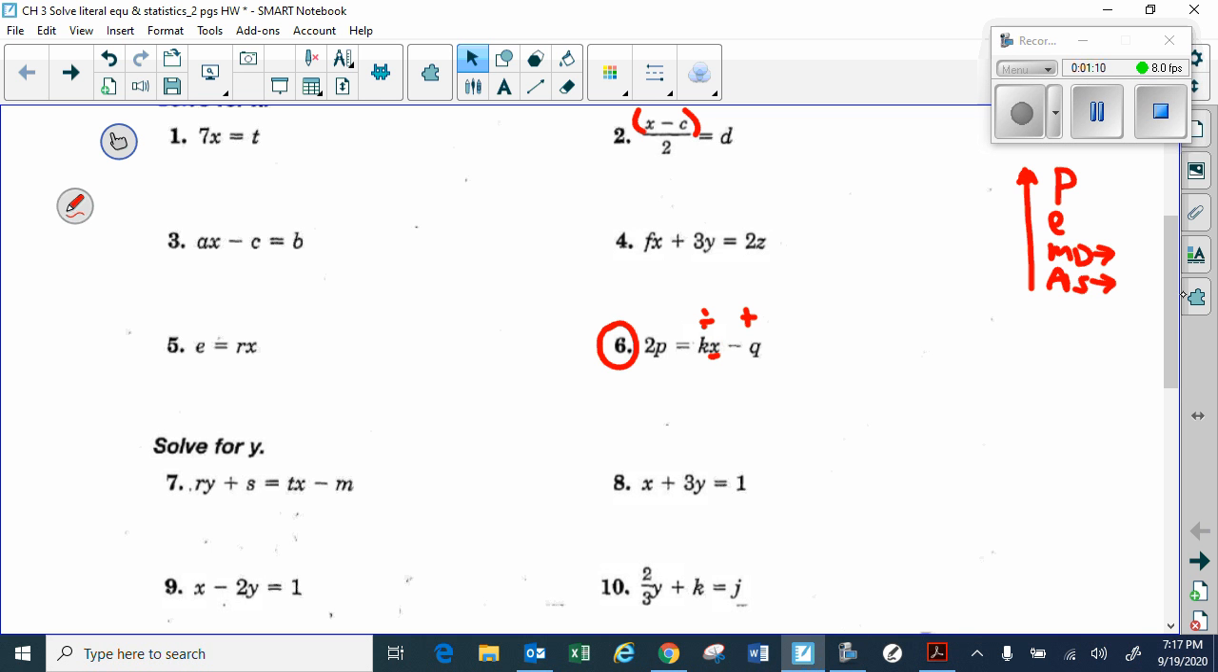Bottom is add or subtract. We have an addition one, so we're going to add the q across. So we end up with 2p plus q equals kx. And the last step is division. Divided by k on each term. Okay, since there's no simplifying, I can put that together back as one fraction. This would be 2p plus q over k.